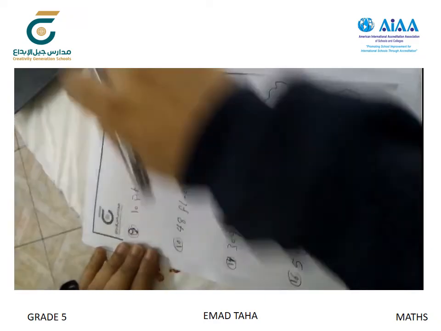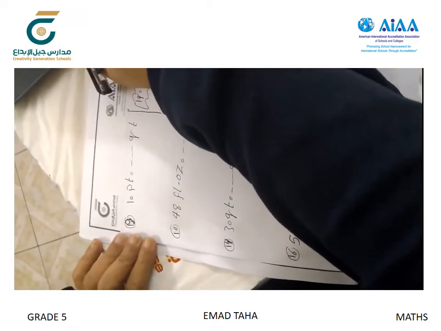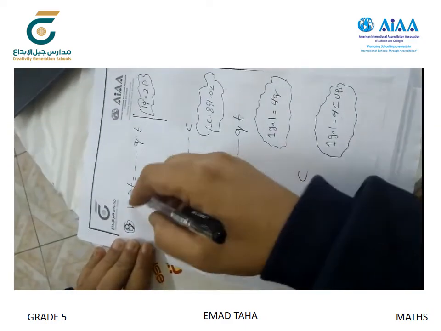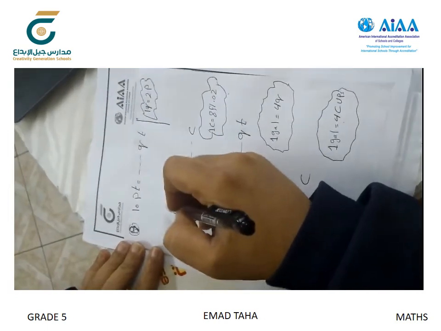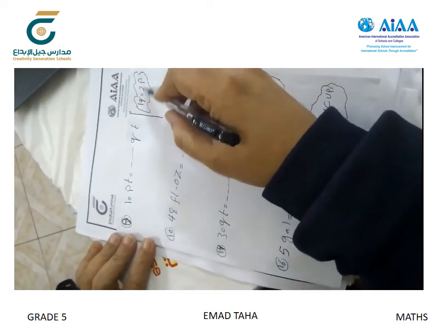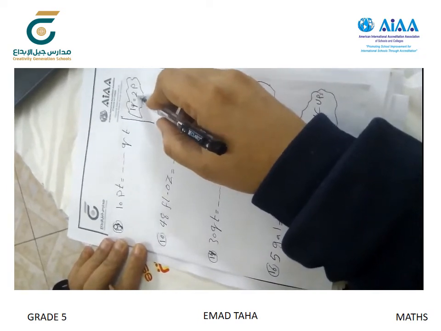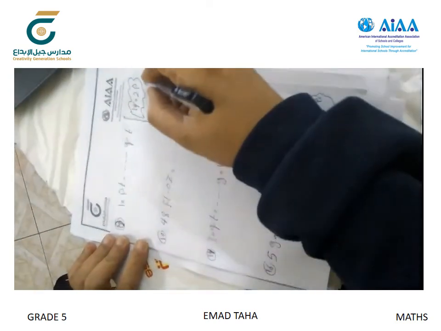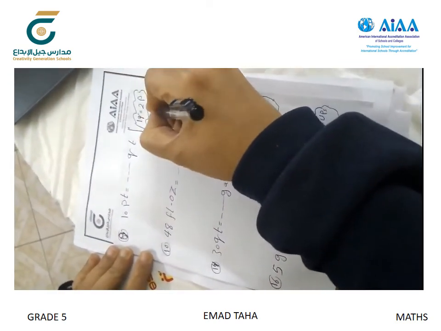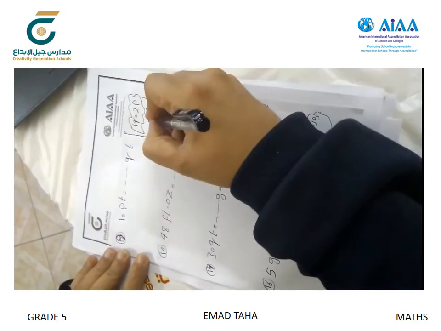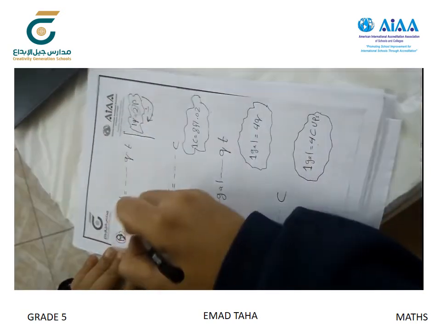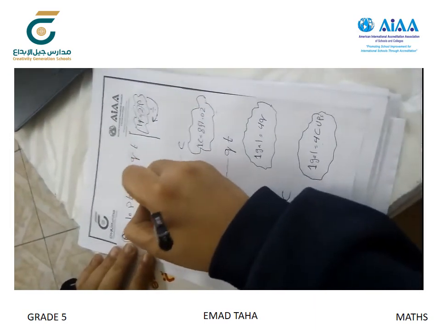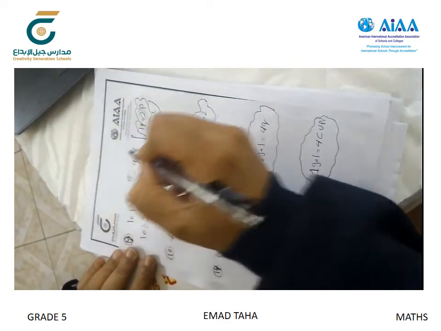Question number 9. Open your book. Yes, page 647. Number 9. 10 pints equal how many quarts? Okay, what is the relation between pint and quarts? 1 quart equals 2 pints. Now we want to change from pint to quart. So we want to change from smaller to bigger. So we must what? Divide. Divided by what? By 2. So 10 divided by 2 equals 5. So the answer equals 5.